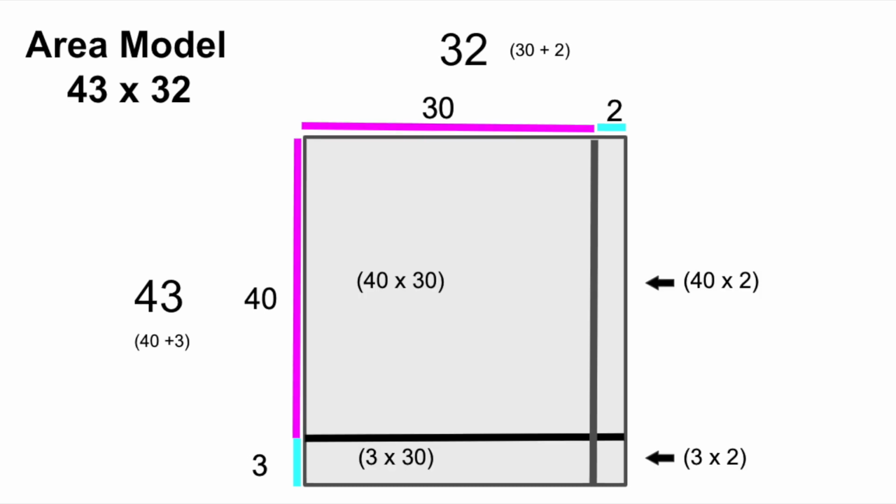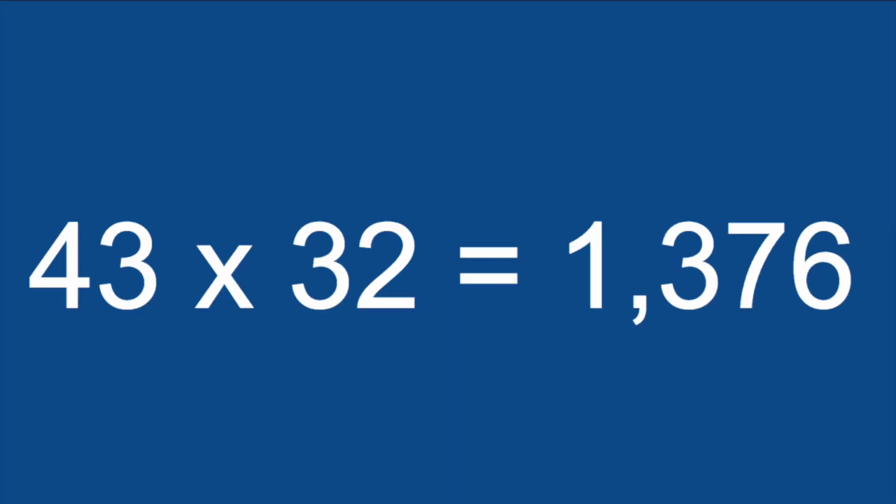So we changed our original problem, 43 times 32, into 40 times 30, plus 3 times 30, plus 40 times 2, plus 3 times 2. 40 times 30 is 1200, 3 times 30 is 90, 40 times 2 is 80, and 3 times 2 is 6. If we add them up, we get our answer.